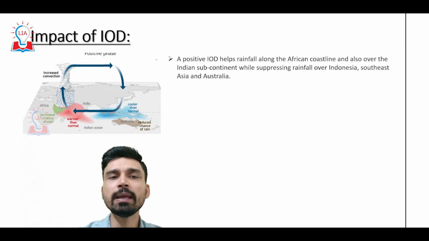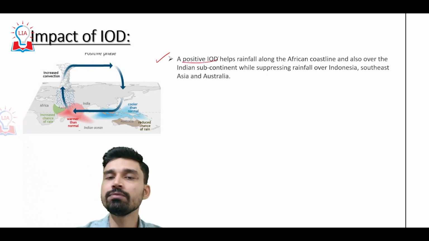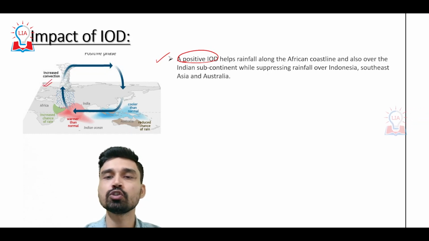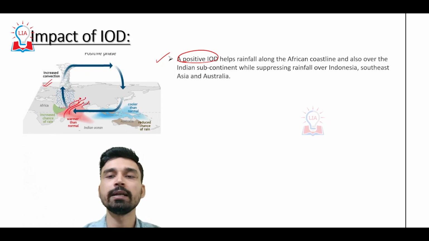So the overall impact of IOD, if we try to briefly summarize, is that if we have a positive phase of IOD, we'll obviously have increased convection, cloud formation and rainfall over the western coast of Africa, and also since India is nearby, we'll have a higher amount of rainfall in India, because monsoon winds will push these clouds and winds to the Indian subcontinent as well.